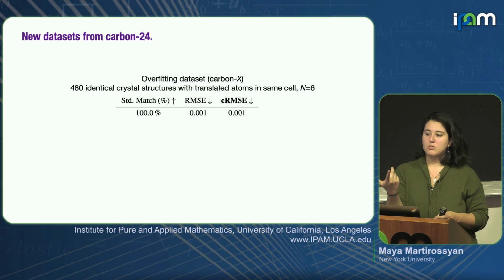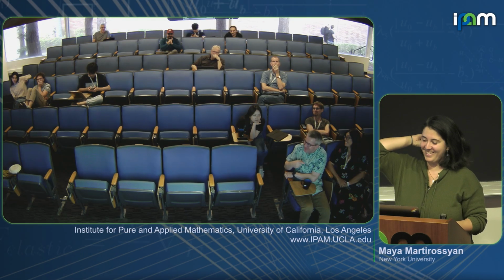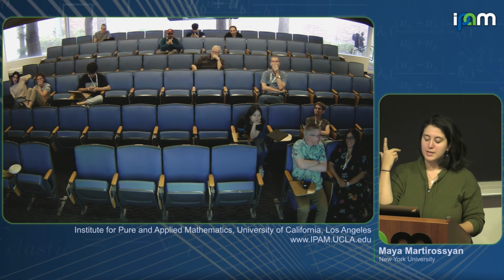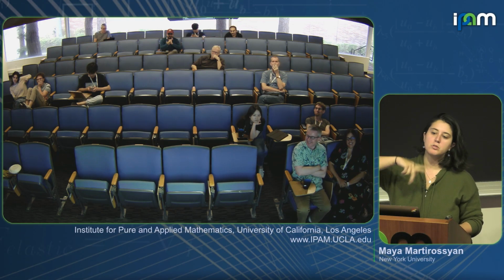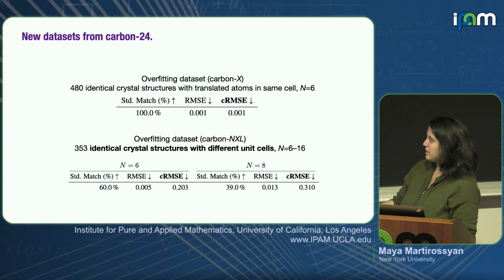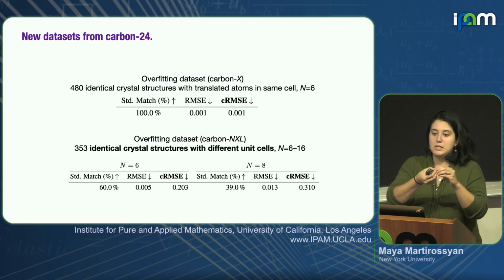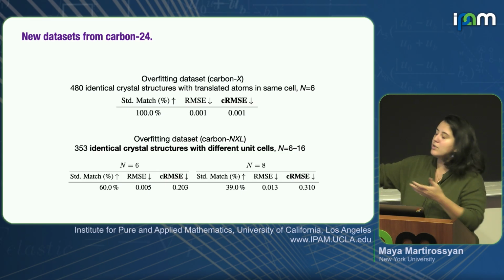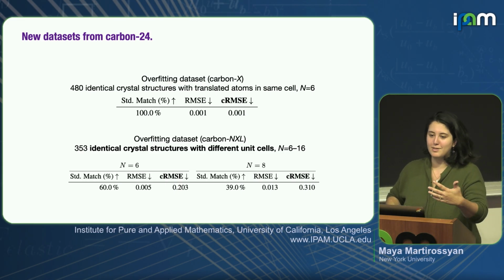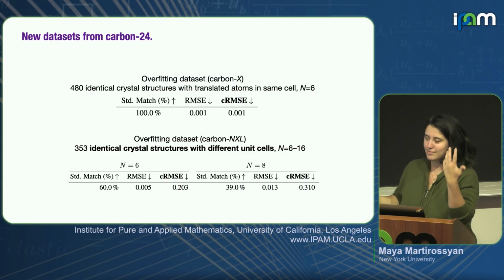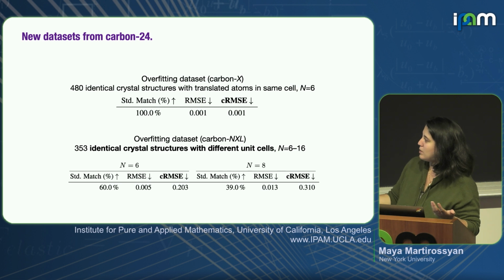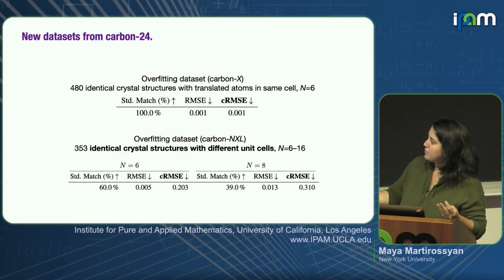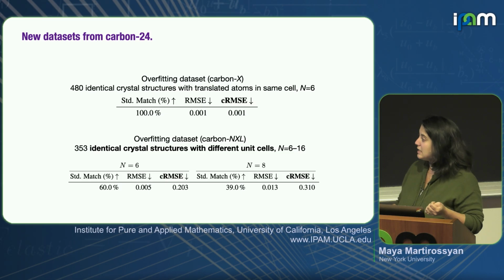And the structures are inflation, right? Yeah. So the cell shape is the same. There are rotations of the cell, but the cell shape is the same too. So that's why it's just X. We made another one that's called carbon NXL. Here we actually see the number of atoms in the structure change. So, by definition, the size of the cell would also have to change. So that's why it's NXL. The unit cell sizes go from 6 to 16.